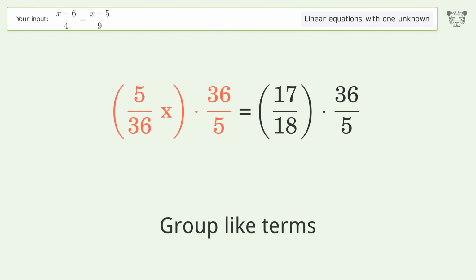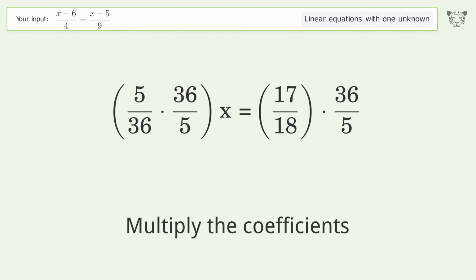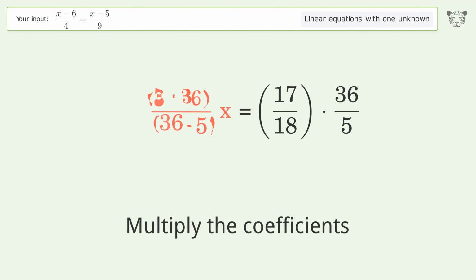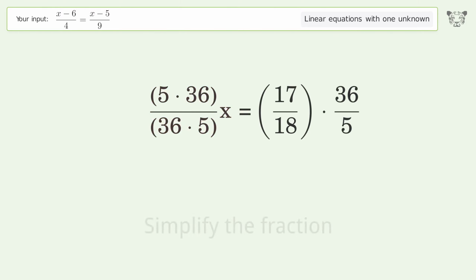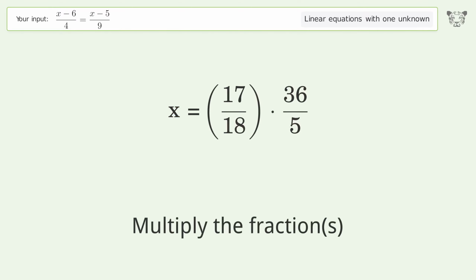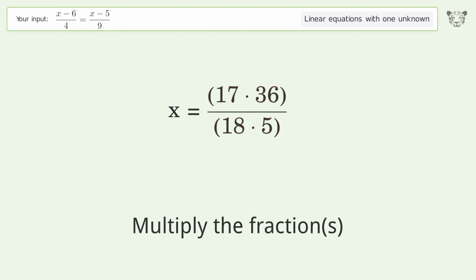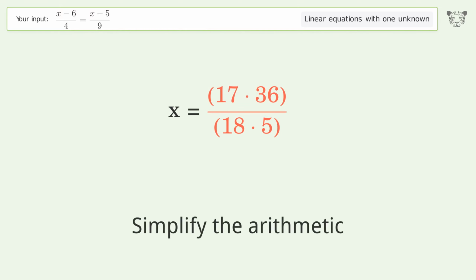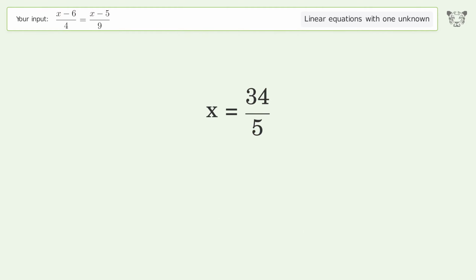Group like terms. Multiply the coefficients. Simplify the fraction. Multiply the fractions. Simplify the arithmetic. And so the final result is x equals 34/5.